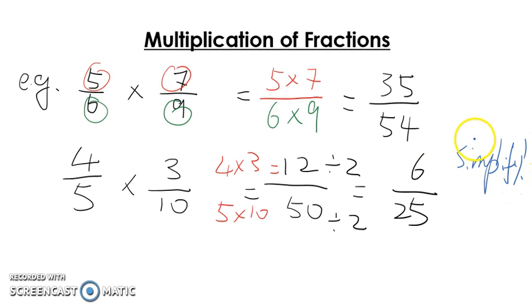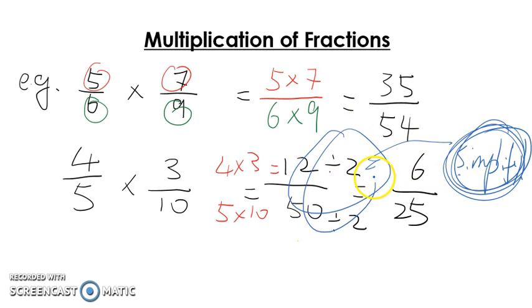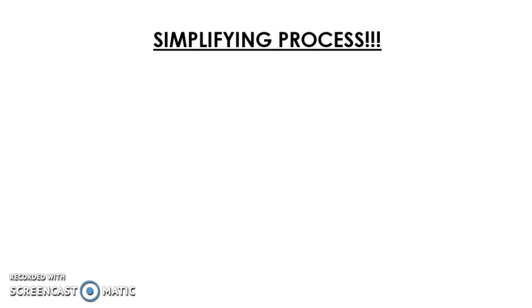Now, let's face it, more often than not, you will always need to simplify your answer. So if you give me that, I'm not going to give you a full mark, but this is the correct answer, 6/25. To reiterate my point, the simplifying process. Now, in fraction multiplication and division, there are actually certain ways for you to simplify before you get the answer.